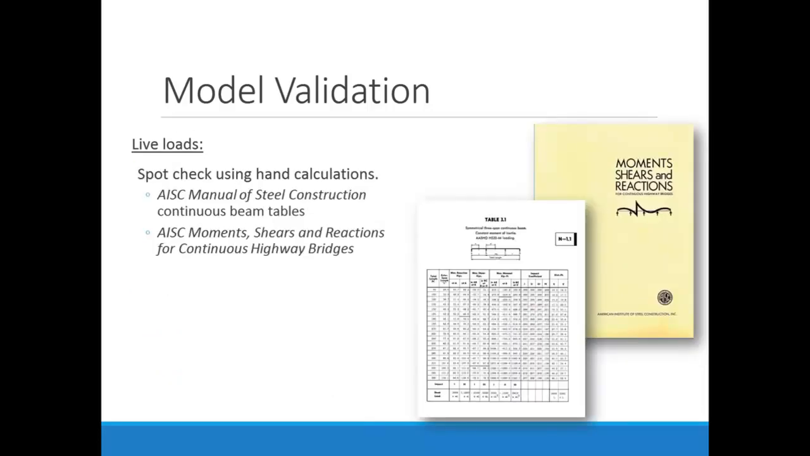And then some tools that you can use for verifying your live load. You can just use the tables that are provided in the AISC Manual of Steel Construction, the continuous beam tables. Also, there's this older document which I find quite useful, and I also use it for some quick live load checks: the AISC Moments, Shears and Reactions for Continuous Bridges booklet, and I believe you can get that free online. So these are a couple valuable tools that you can use to quickly verify that the loading in your model is correct.